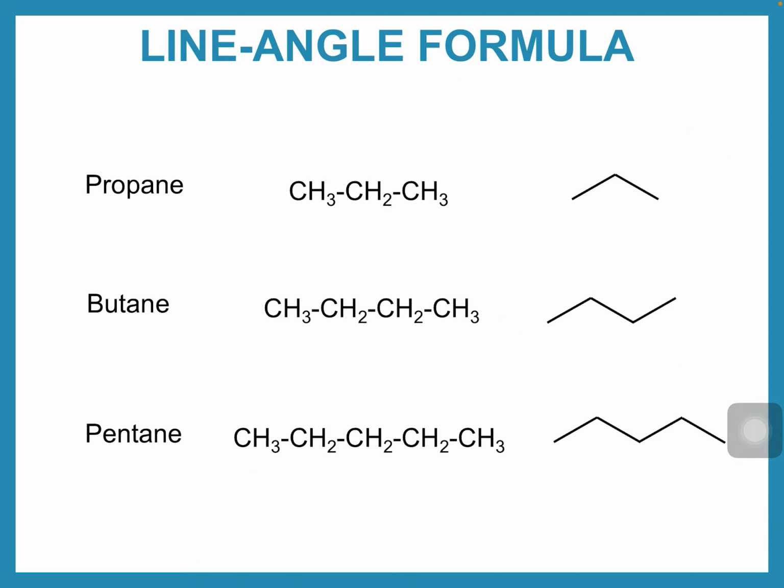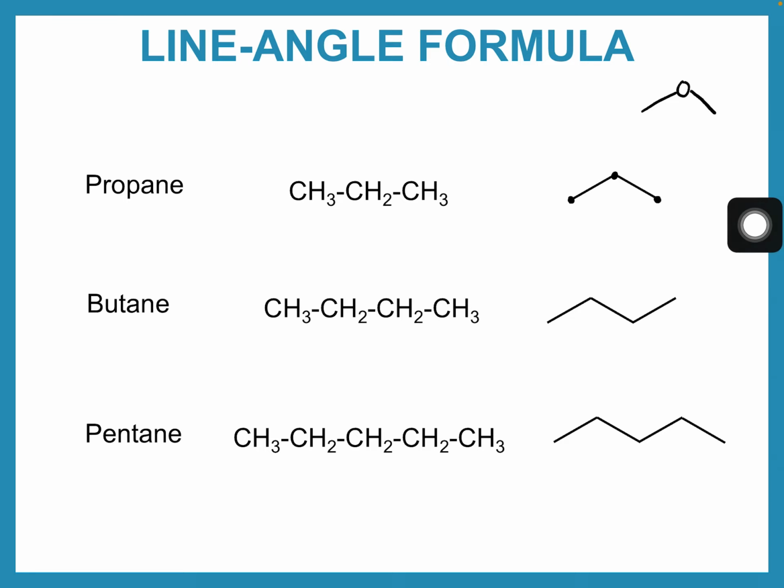Line angle formula, so we've looked at this before too. This is sort of the quickest way that we can draw our structures. Every single point in our zigzag here represents a carbon atom. We're not going to see any other types of atoms in this lesson, but if there are any other types of atoms, those would have to be shown. So for example, if over here there was an oxygen instead of a carbon, then I would have to show that it's an oxygen and not a carbon. Otherwise the assumption is everything there is carbon.